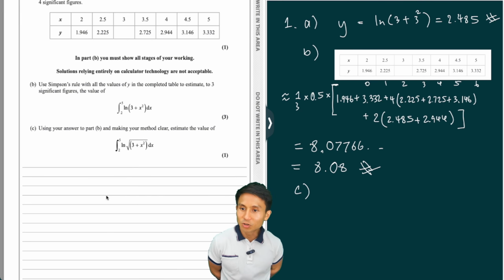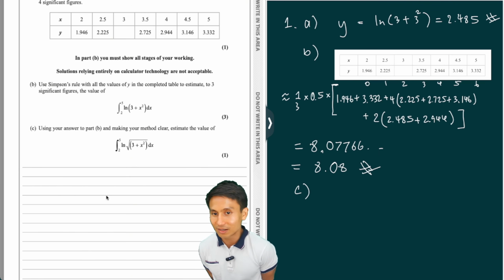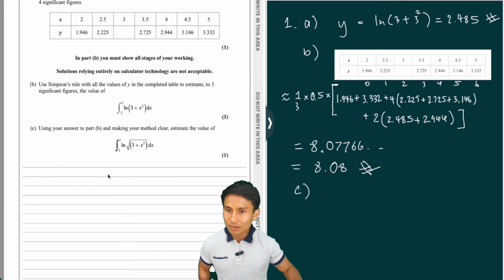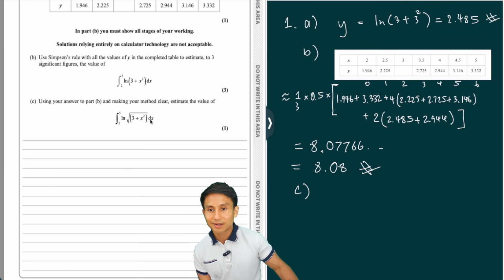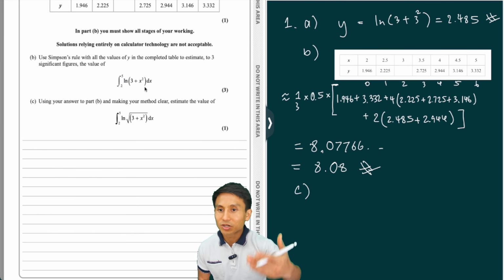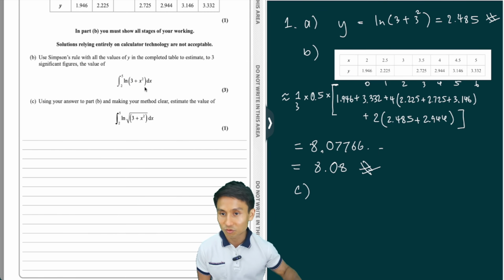Part C. Using your answer to part B and making your method clear, estimate the value of that. Right, you see the difference here? This is just like pure math actually. They play with it after you have found the estimation of an integral from some numerical method. Simpson's rule is the numerical method, just like trapezium rule. And then they're going to tweak the integrand here, which is inside the integral, to not being exactly the same but still similar.